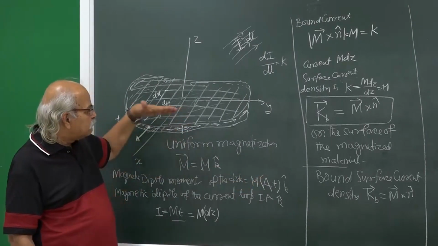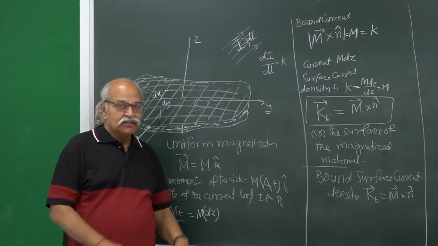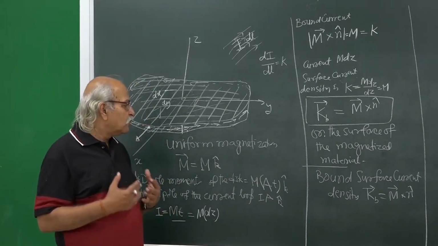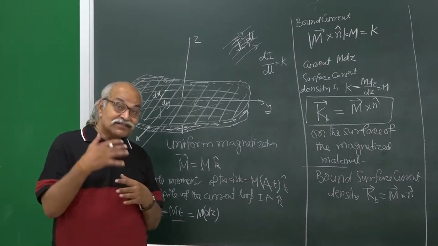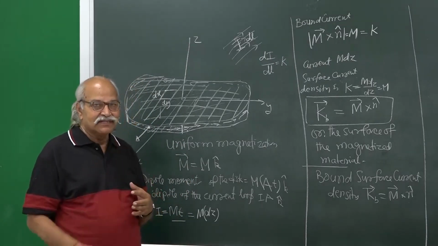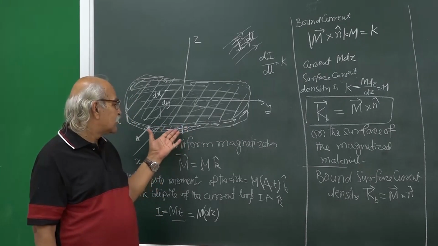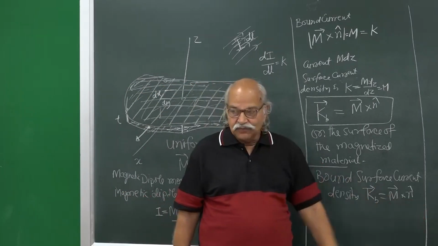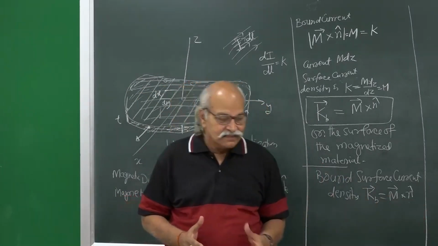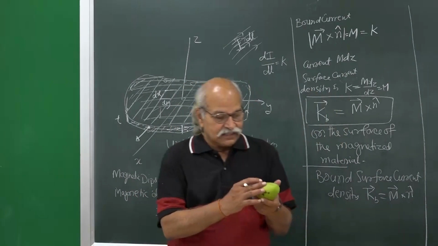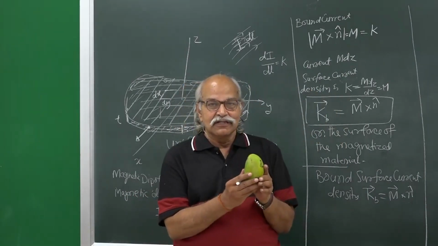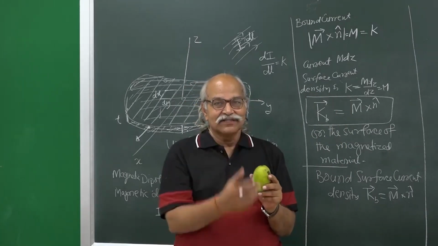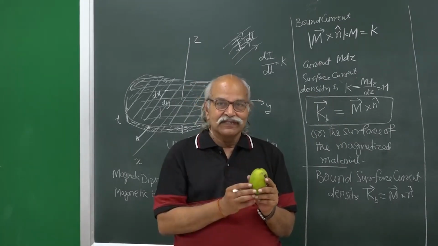So, the disk was an example, but for material of any shape, if it is uniformly magnetized, then on the surface of that material you will have this kind of bound current, given by the same equation, M cross n. Suppose this is the material, and suppose it is uniformly magnetized, with the magnetization like this and uniform everywhere in the volume.